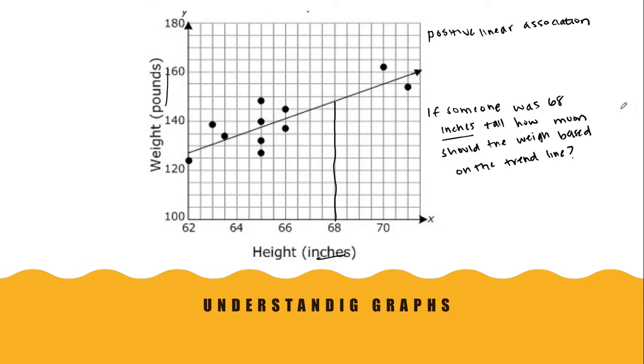Now what? How do I figure out how many pounds? That same spot I hit my trend line, I'm going to match it up with the y-axis. Well, this is going by 105, 110, 115, 120, 125, 130, 135, 140, 145, 150, somewhere between 145 and 150. What would you say? Like 147? So 147 pounds.